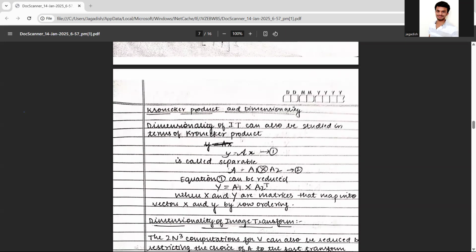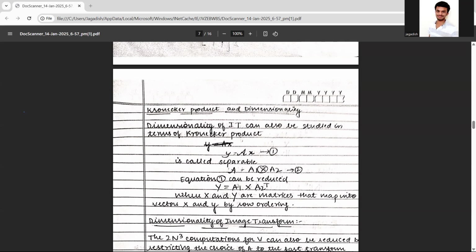Next, we will be moving on to Kronecker product and dimensionality. So, the dimensionality of image transform, if I have written as IT, its image transform can also be studied in terms of Kronecker product.